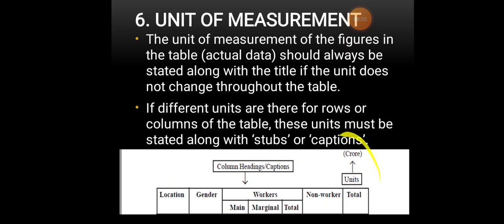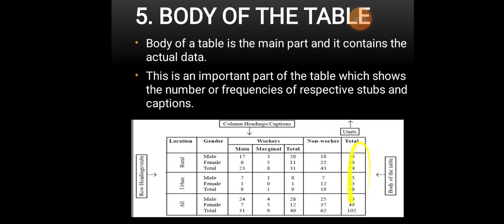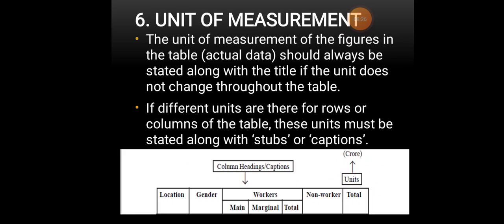So because of this, if I mention like this, even if I write the values like this, it will be very much easier for me to ascertain or to read. So if there are different units for different rows and columns, these two things should be mentioned in the stubs and captions. For example, for this particular column I will be writing crores, for this particular column I will be writing lakhs. So you need to mention what kind of thing should be presented in that particular row or column. That is known as unit of measurement.